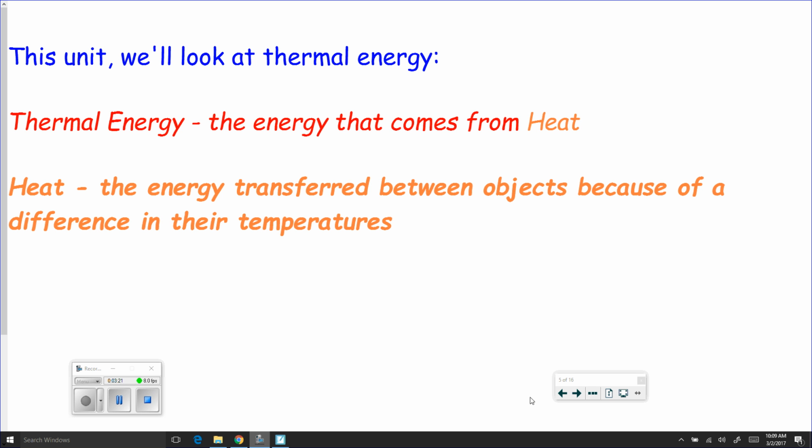That's a real important clarification to make, because one of the biggest misconceptions is that the temperature of something describes the heat that that object has, and that is not true. The temperature is just a measure of the object's internal energy.